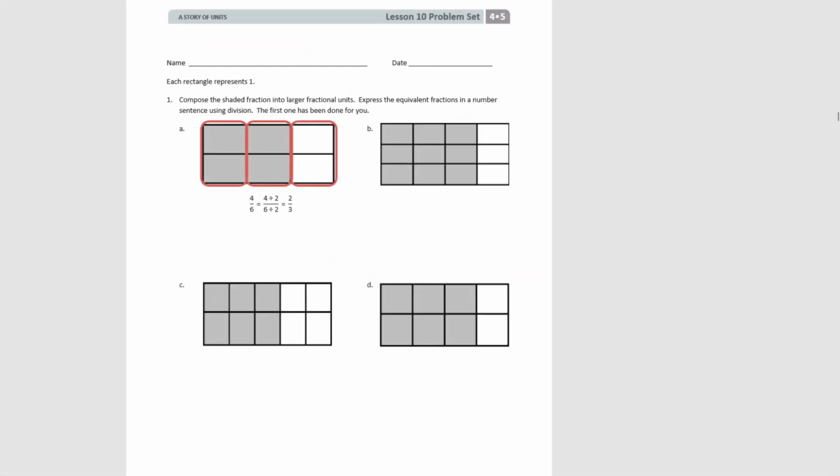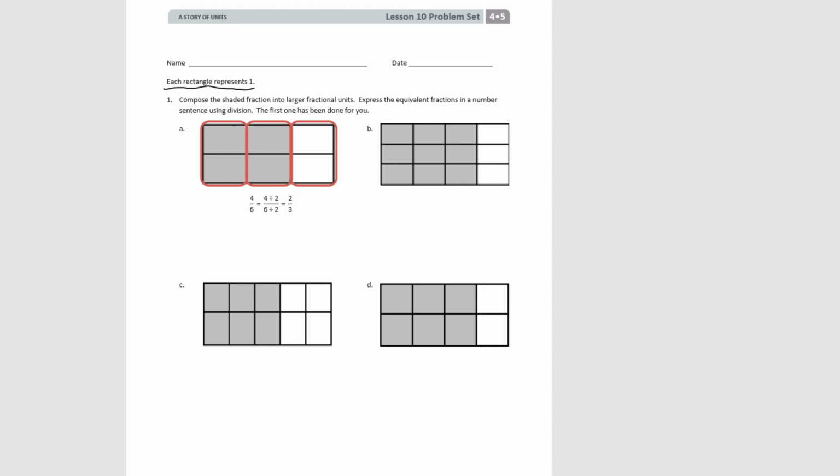So we know from the beginning that each rectangle represents 1. So our directions say to compose, so we're putting together, we're creating larger units. So we're composing the shaded fraction into larger fractional units. Express the equivalent fractions in a number sentence using division. The first one's been done.